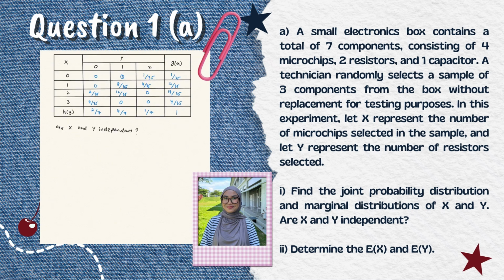Find whether or not x and y are dependent. We equate the function fxy with gx times hy. And since 12 over 35 is not equal to 72 over 245, x and y are not independent.